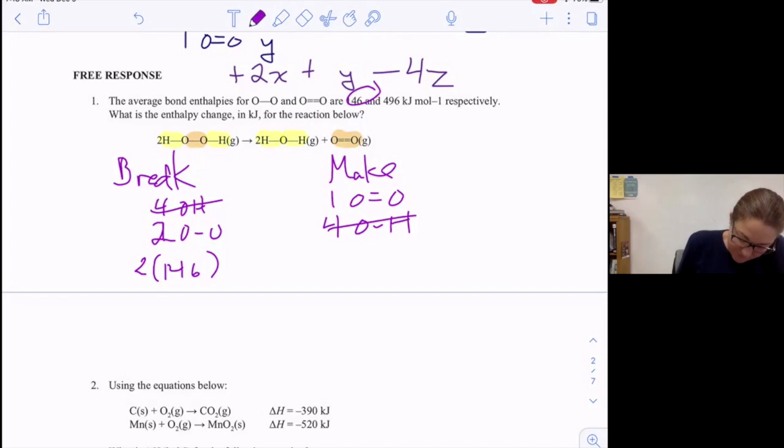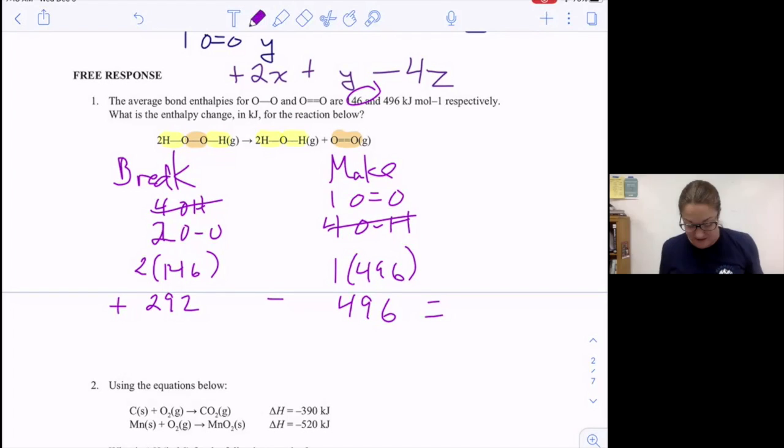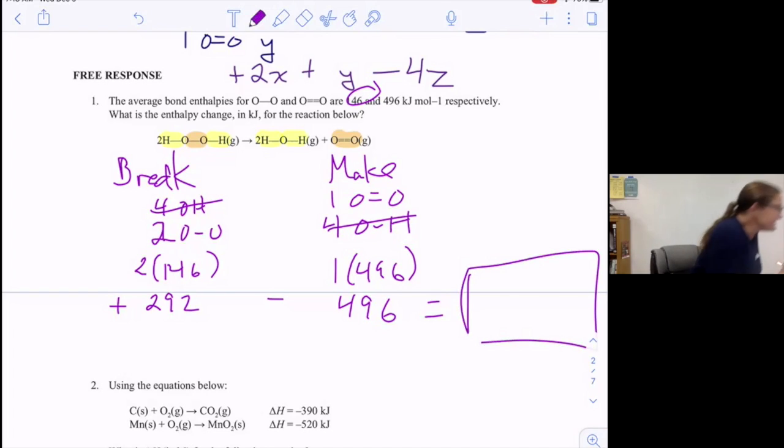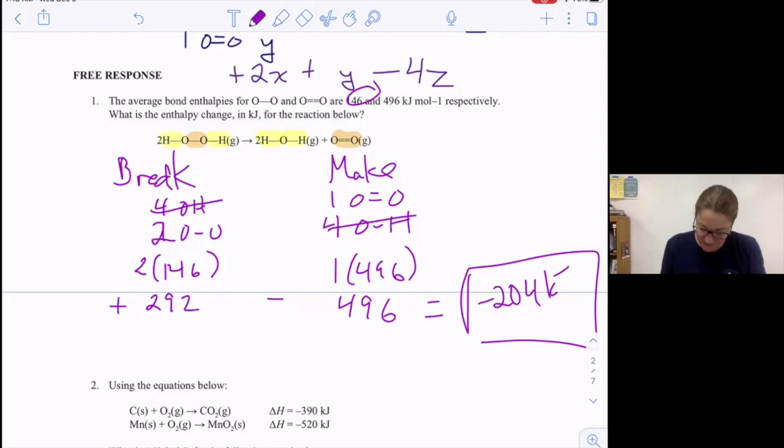2 times 146 will be 292. My making energy will be 1 times 496. Breaking is endothermic, making is exothermic. So now if I do 292 minus 496, I will get my answer. 292 minus 496, negative 204 kilojoules per mole.